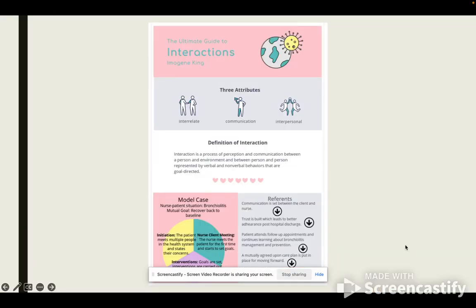Okay, this is a picture of my infographic, and it goes into detail about the specific concept interactions.